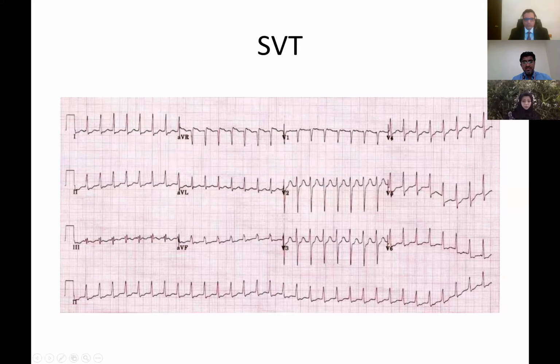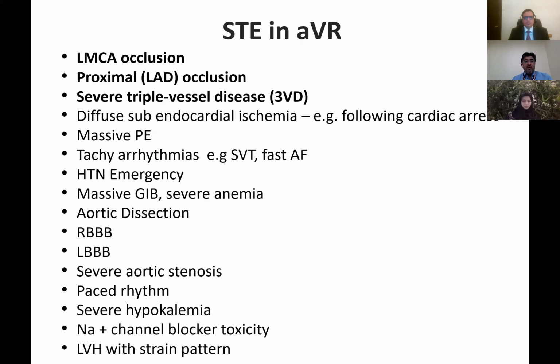It doesn't. This is just rate related. Tachyarrhythmia could cause this. So the most important thing in this situation, where there is ST segment elevation in aVR, is to differentiate those patients who need to go to the Cath lab.